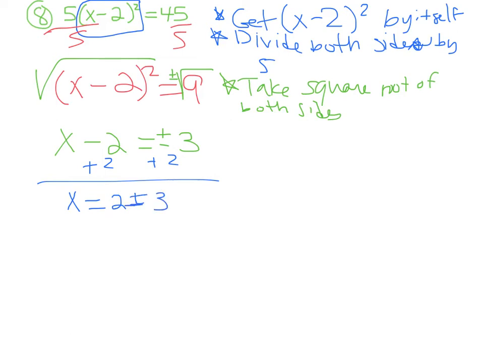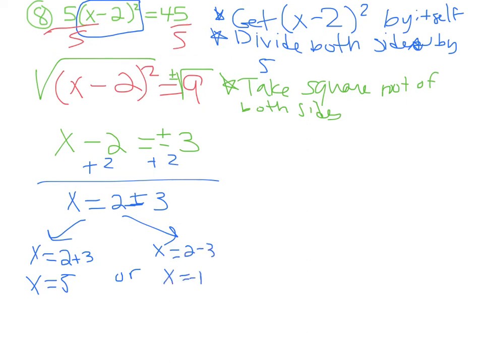I just put things in order, but it doesn't really matter how you write it out. So what that means is we're going to have two possibilities for x. We can have x equals 2 plus 3, which gives us x equals 5, or we can have x equals 2 minus 3, which gives us x equals negative 1. These are our two possible answers, and we are done with the problem.